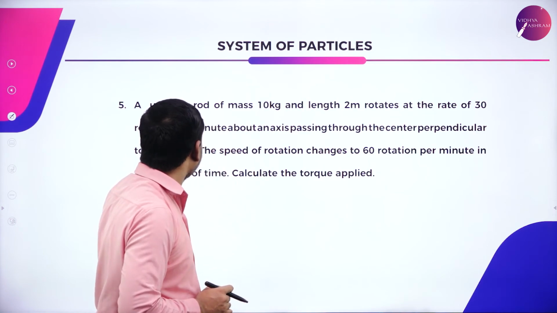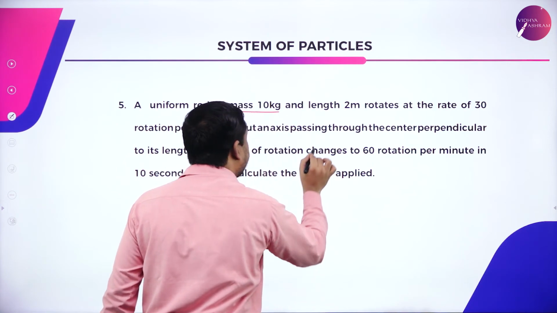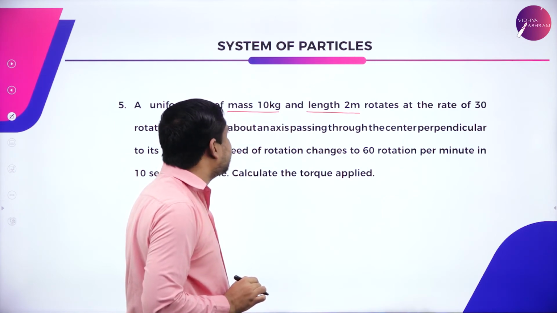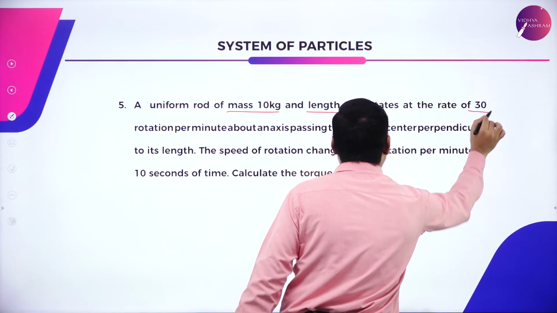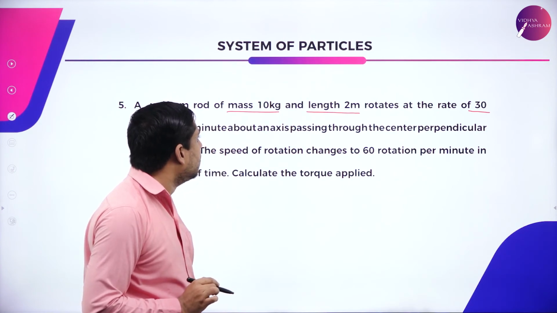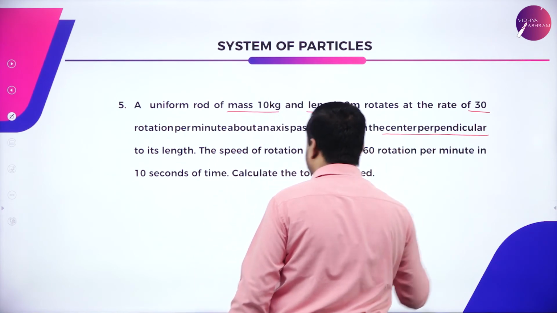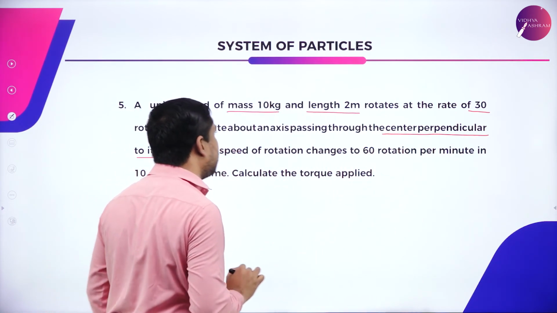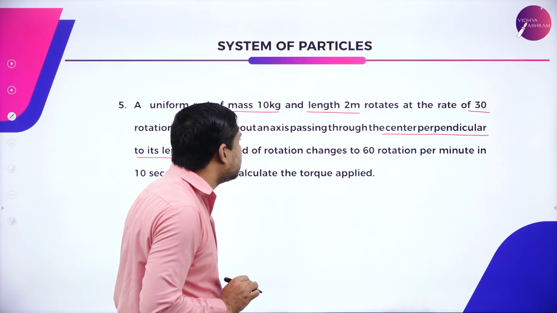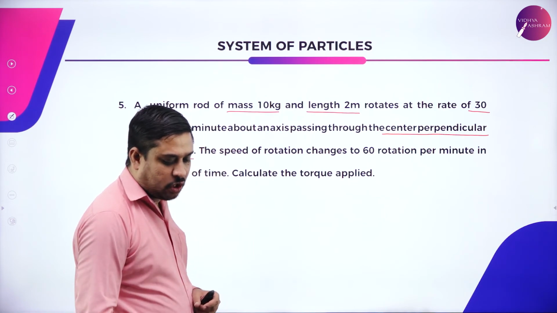Next one, students. A uniform rod of mass 10 kg, length 2 meters, rotates at the rate of 30 rotations per minute about an axis through the center perpendicular to its length. The speed of rotation changes in 10 seconds. Calculate the torque applied.